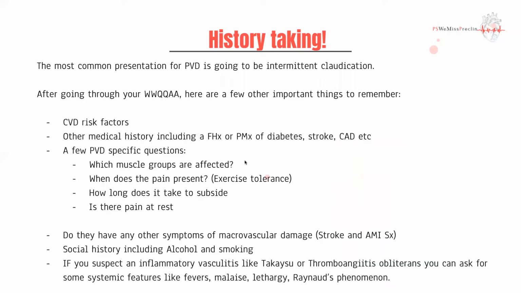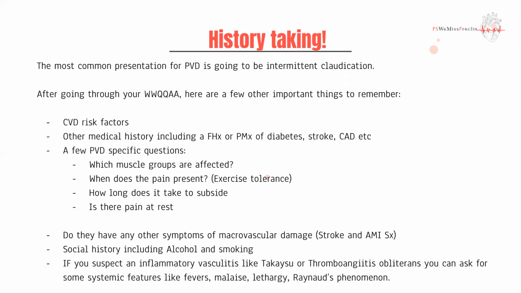It's also good to ask if they have any other symptoms of macrovascular damage, because as you can imagine, all of these go hand in hand. So asking if they have any chest pain, whether they've had any neurological symptoms, or if they have a history of strokes or AMIs. It's really good to also ask about their exercise history, whether they consume alcohol and or if they smoke, as these are going to be things you want to target as your risk factor minimization in your management strategy. Lastly, if you suspect that this may be an inflammatory vasculitis, like Takayasu's arteritis or thromboangiitis obliterans, it's also good to ask about systemic signs and symptoms.